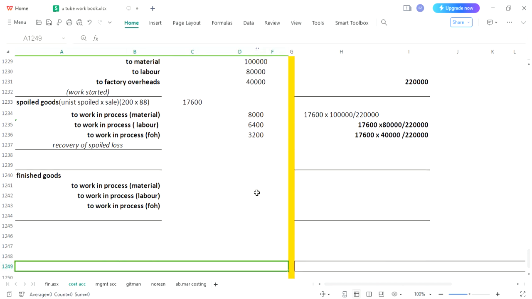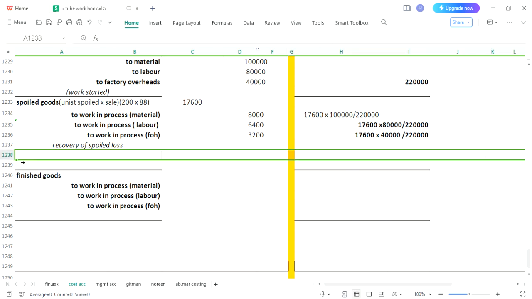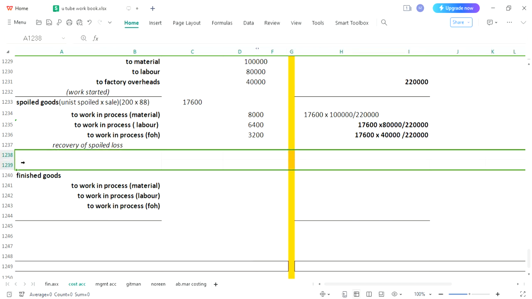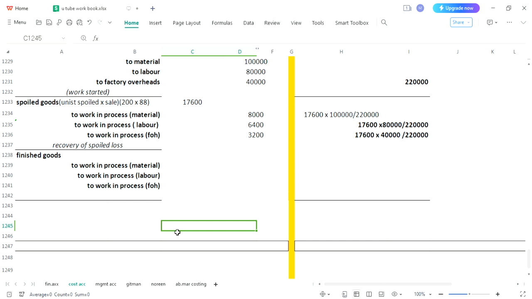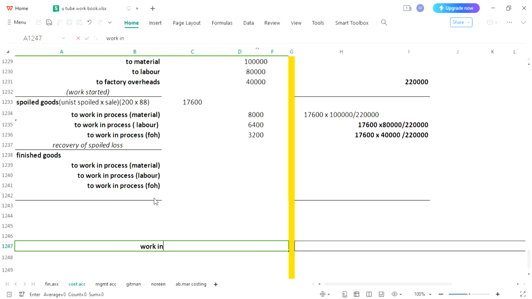So in introductory lecture you were asked to calculate amounts of work in process material, labor, FOH through a ledger. Though it can be directly calculated, question requirement is to calculate through ledgers. So I'm requesting you, direct method can also be told to you, and indirect method is just to make the ledgers. So you are supposed to make ledgers. So please make first ledger, work in process material ledger.